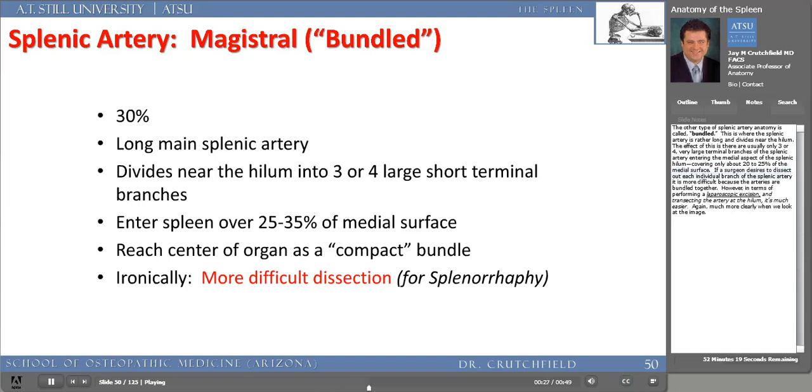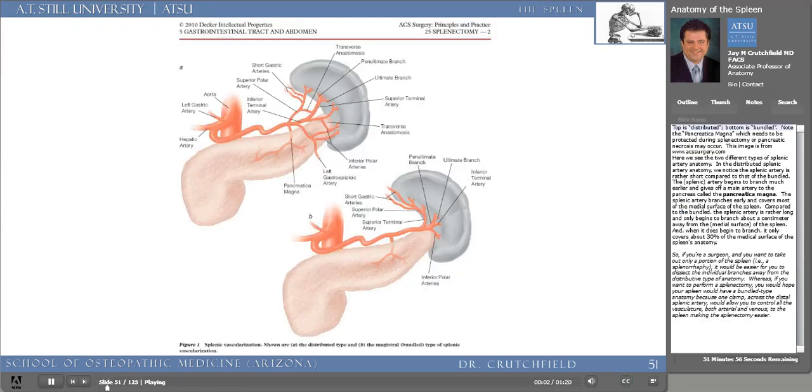If a surgeon desires to dissect out each individual branch of the splenic artery, it's more difficult because the arteries are bundled together. However, in terms of performing a laparoscopic excision and transecting the artery at the hilum, it's much easier. Again, much more clear when we take a look at the image. Here we see the 2 different types of splenic artery anatomy.